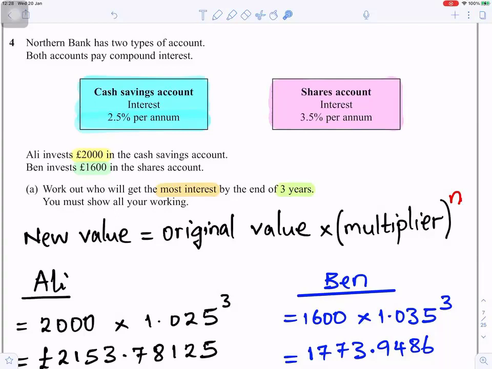So the aim is to find out the interest at the end of 3 years. We're going to use this formula at the top there, which I've written. The new value is the original value times the multiplier to the power n. And how do we get the multiplier? We add 100 and divide by 100. That's the two things you do to get the multiplier. Add 100 and then divide by 100.